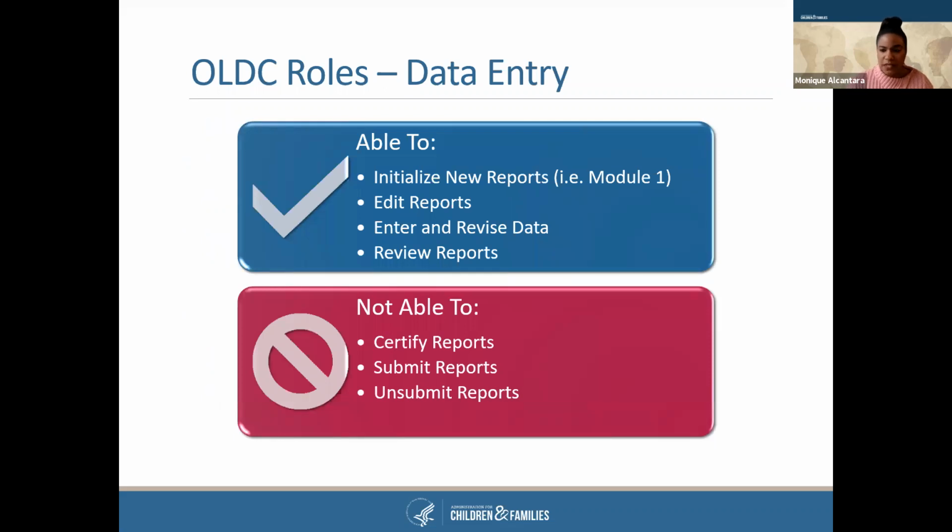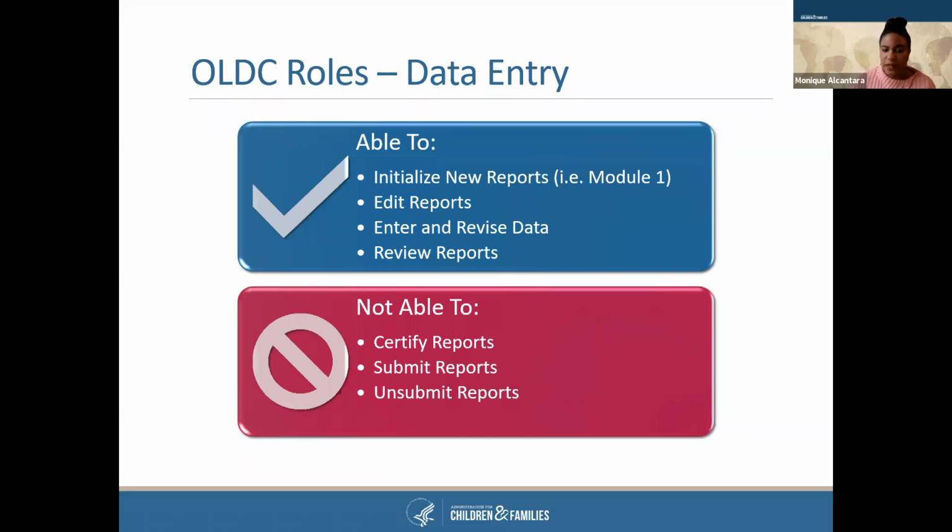I do want to go a little bit into the roles because this is something that we get a lot of questions about. The first role is data entry. This might be a lower level staff person who's just starting the reports and getting the information in there to be reviewed prior to submission. The person or persons assigned data entry are able to initialize new reports. They're able to edit reports, which means there's a button that you have to click after the report's been initialized to actually start editing the report.